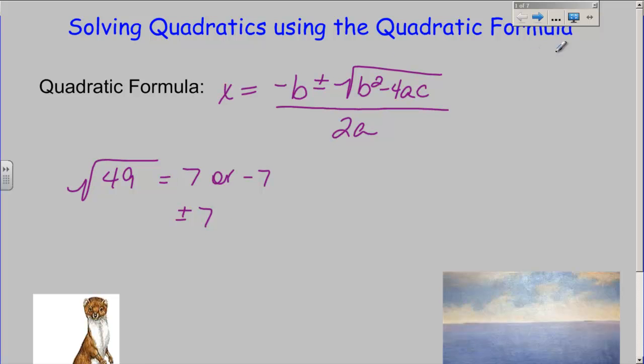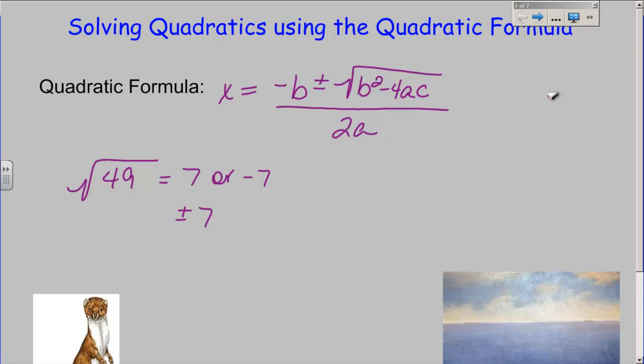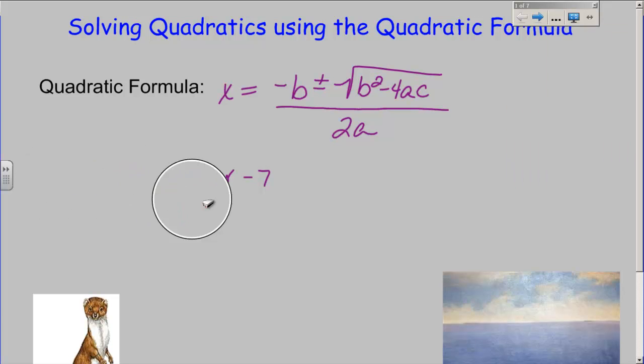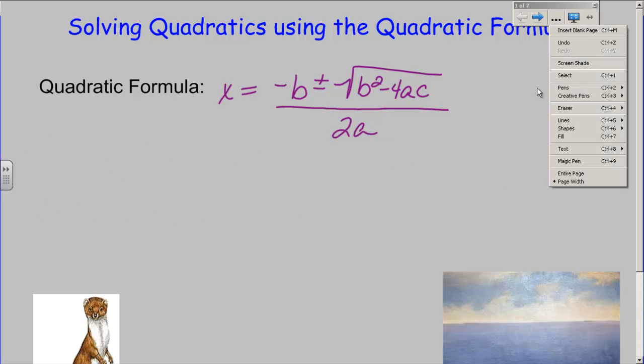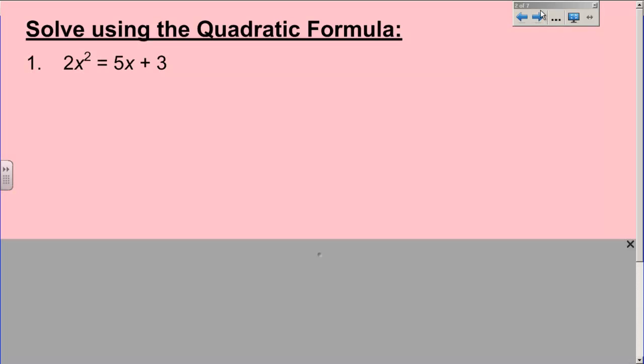Plus this helps to give us the two solutions that we're going to have to come up with when we do our problems. So we're going to practice the quadratic formula. Don't be afraid of it. It's really quite simple. So let's do some examples. Here's example 1.